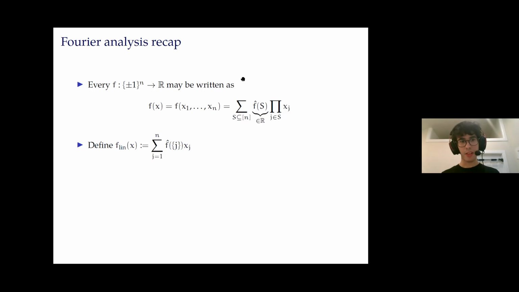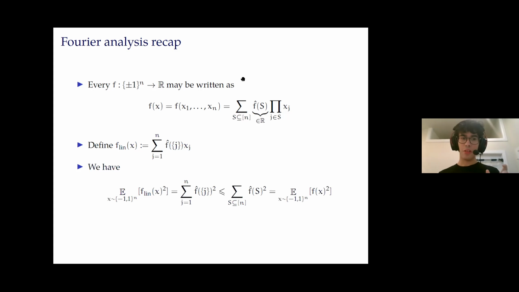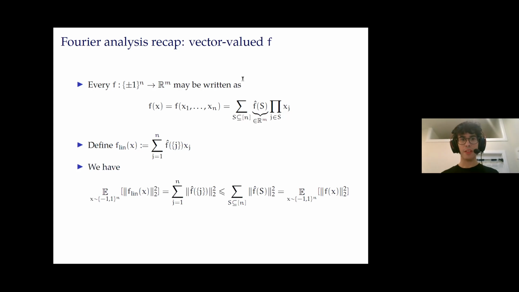And here we can notice that the L2 norm of the linear term is always upper bounded by the L2 norm of the actual function, because we can imagine you're just dropping the higher order terms. So we have this inequality. And actually we can write everything we have in this slide in terms also of vectors. If we just replace everything by vector valued functions, basically nothing changes.